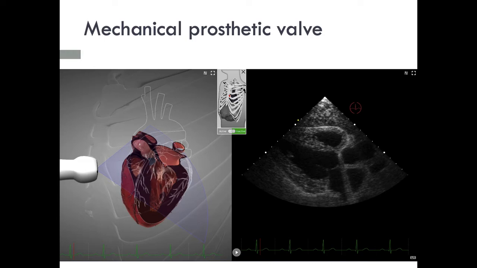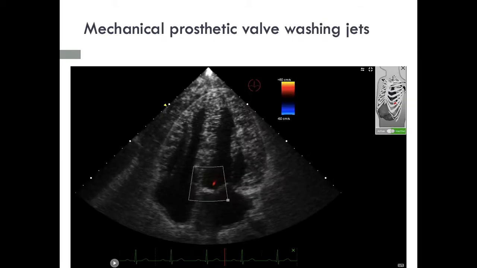Especially from a parasternal position, because this artifact going across the LV outflow tract makes it hard for us to look at regurgitant jets in the outflow tract. Looking from the apex can give us a clearer view.